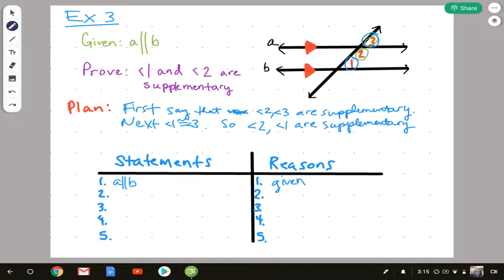So the first thing that I'm going to say is that the measure of angle 2 plus the measure of angle 3 equals 180. Okay, that's the linear pairs, definition of linear pair, or you could say the angle addition postulate, something like that. I'm going to say angle addition postulate. I think the linear pairs, when we talked about linear pairs, that was kind of like a special case of the angle addition postulate.